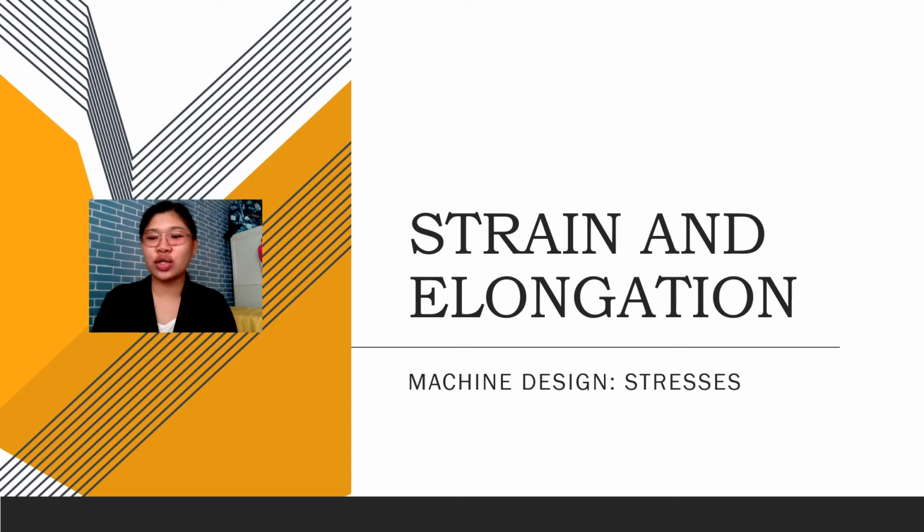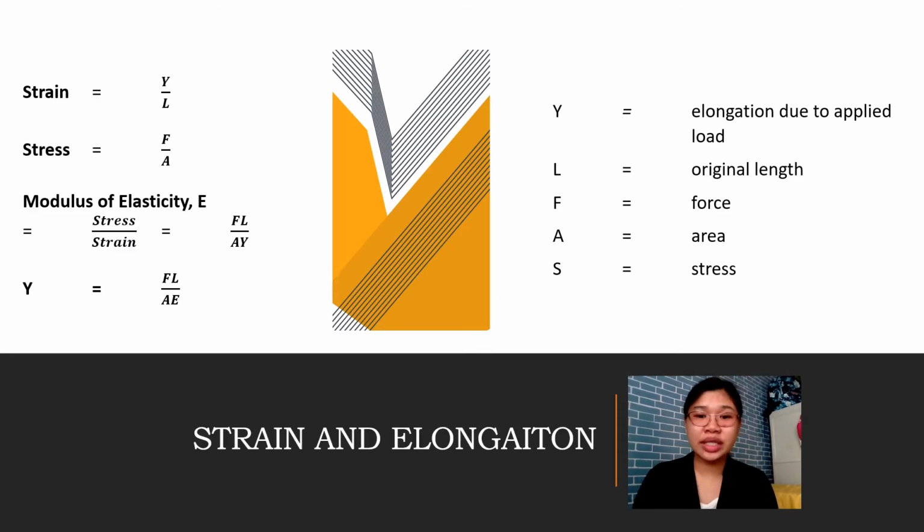Strain and elongation. Strain is equal to elongation due to applied load over original length. Stress, again and again, is force over area. And then modulus of elasticity. I know you heard this having values like 12 times 10 to the 6, 30 times 10 to the 6, like that. But the original formula for modulus of elasticity is stress over strain.